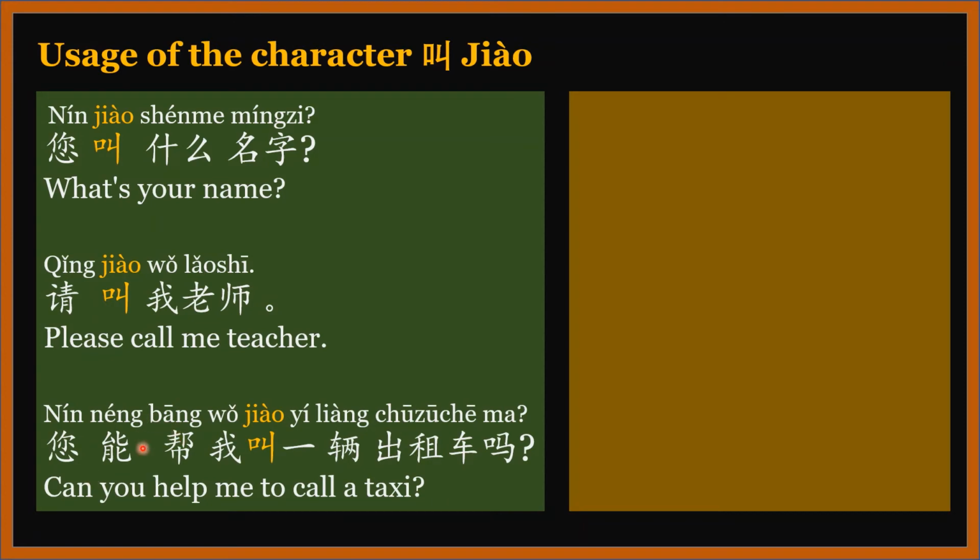您能帮我叫一辆出租车吗? 您, you. 能, can. 帮, to help. 我, me. 叫, to call. 一辆, 辆 is a measure word, 一辆 is one. 出租车, taxi. 吗 is a question mark. So, can you help me to call a taxi?